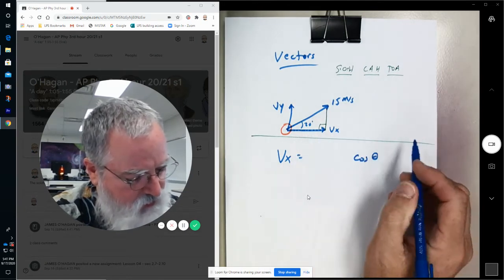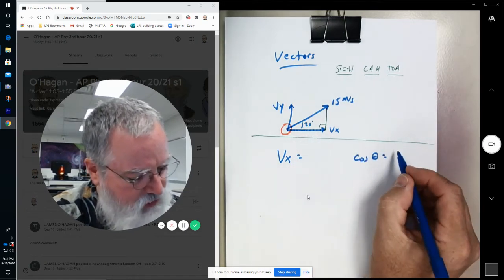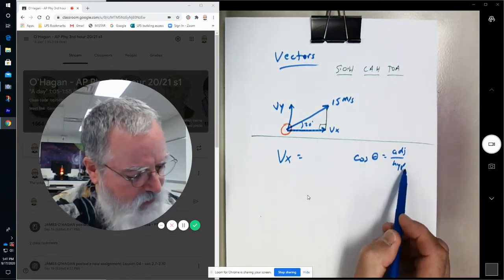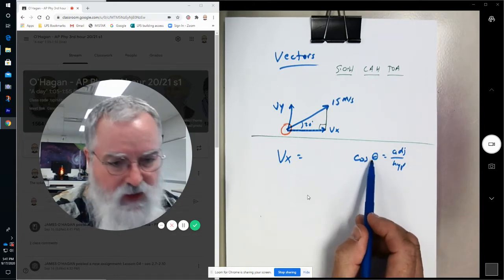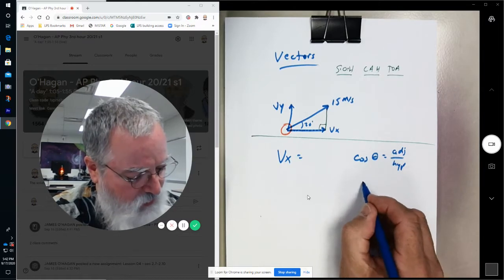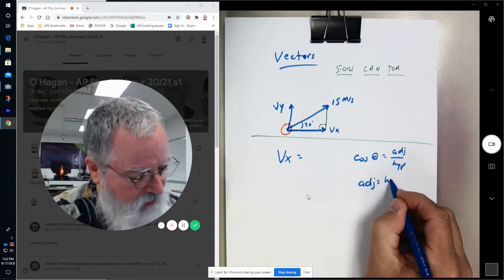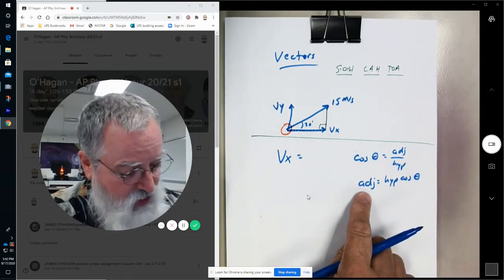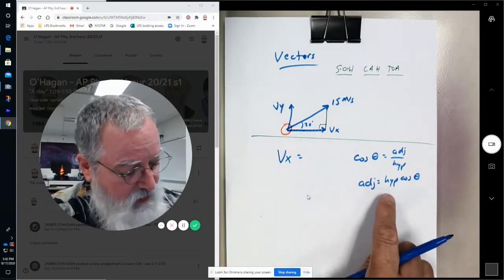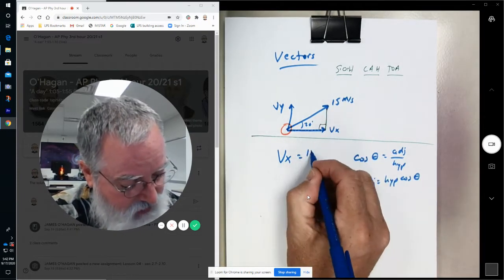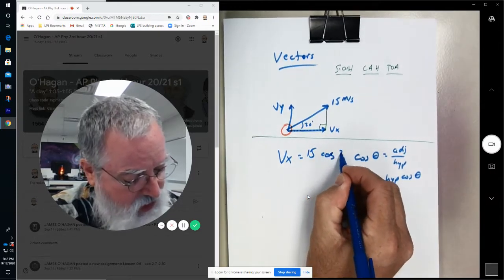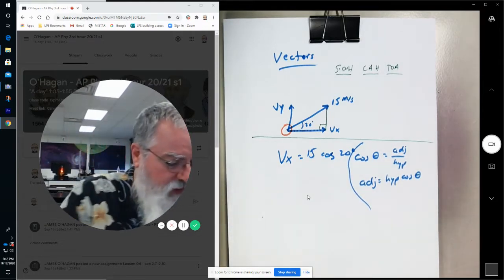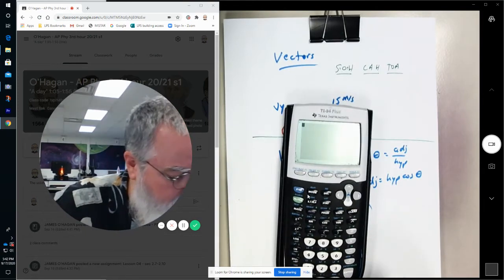Cosine of the angle, my angle's 20 degrees, is equal to the adjacent side, ADJ, divided by the hypotenuse. All right, what do I know? I know the hypotenuse, and I know the angle, so I've got the cosine of the angle. I'm looking for the adjacent side. So the adjacent side ends up being the hypotenuse times cosine of the angle. All right, so let's put this into my physics variables. The adjacent side, that's velocity in the x, that's what I'm looking for, is equal to the hypotenuse, that's the 15, times the cosine of 20 degrees. At this point, I can't do that in my head, but I can do that on a calculator.